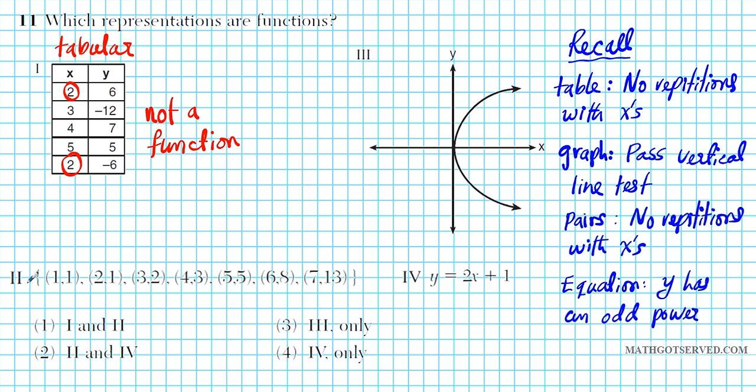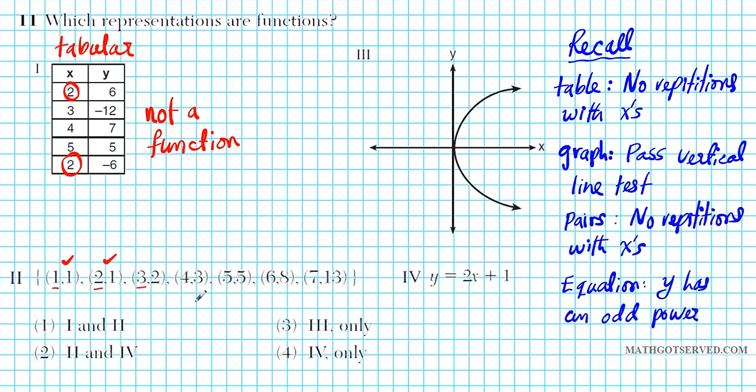Okay? Option 2, you look at the x's. This is xy, xy, xy. Okay, look at all the x's. So the first ordered pair, you have 1 for the x. Do you have another 1? No, that's good. The next ordered pair, you have a 2 for the x. You have another 2? No, that's good.